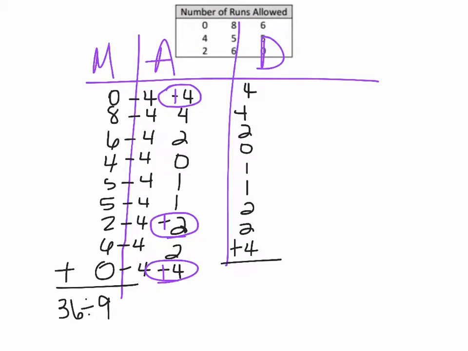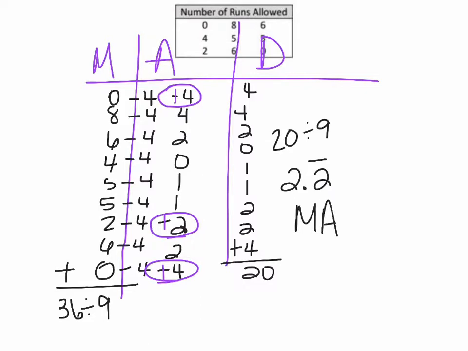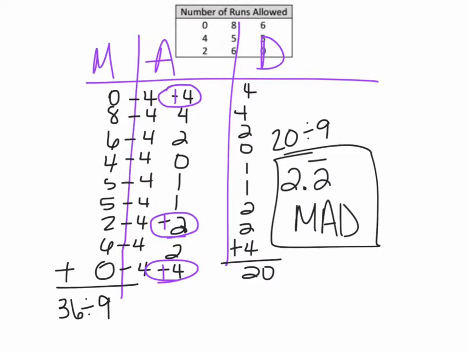Okay? And so when I add all these up, I got 20. And remember, we have to actually divide by how many numbers there are, and there are 9. And 20 divided by 9 is just 2.2, and that 2 is actually repeating. So my mean absolute deviation for this problem is 2.2, okay, or 2.2 repeating. All right, let's do one more example.